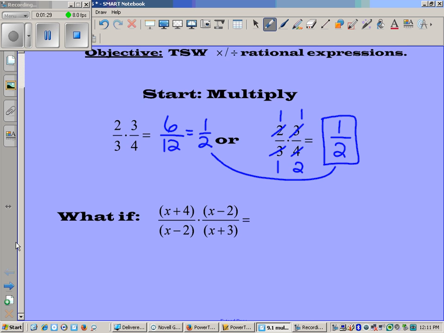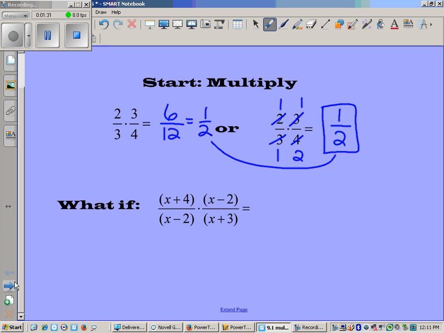What if I asked you to do this problem? So now it's not so basic anymore. It's not just basic fractions. They're still fractions. They're just a little more complex. Now we have rational expressions. We have an x plus 4 over x minus 2 times an x minus 2 over x plus 3. So going back and referring to the example that we just did with fractions, before I tried to get complicated and multiply first, could I simplify by reducing first instead of multiplying first?